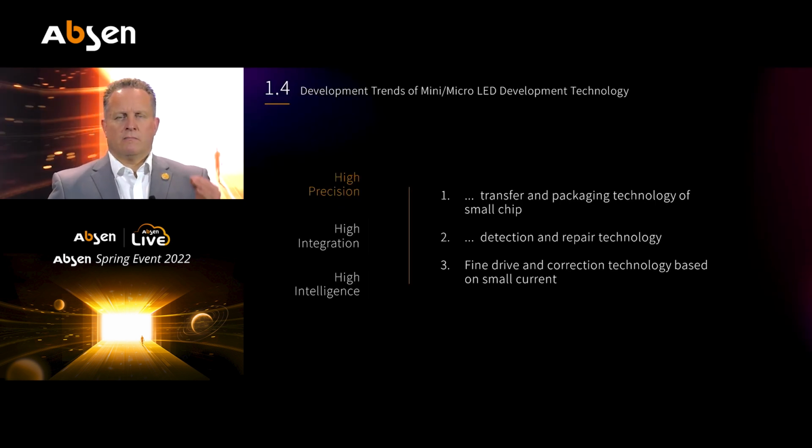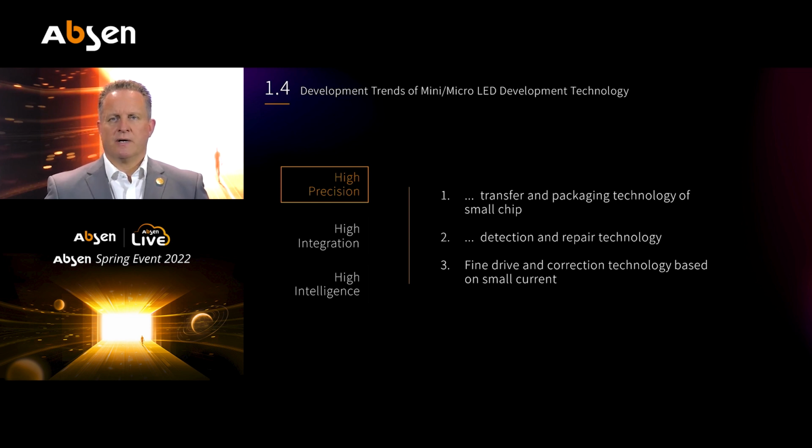So, kind of summarizing those points, we speak about the big point of high precision. We need high precision in transfer and packaging technology for small chips, which is critical for the productivity of mini and micro-LED displays. High precision in detection and repair technology is critical for the yield.